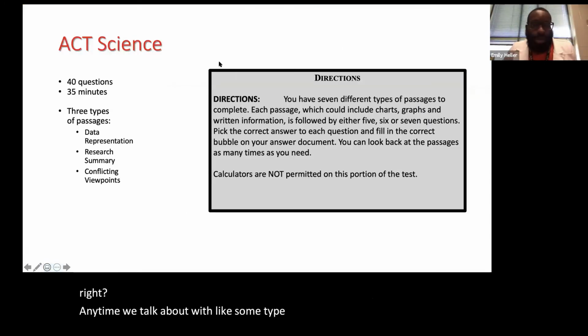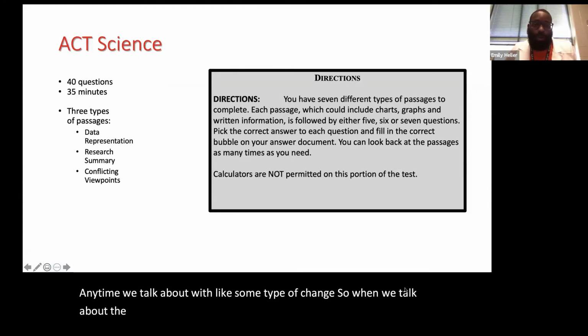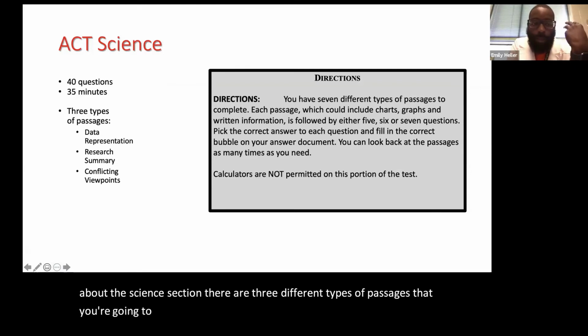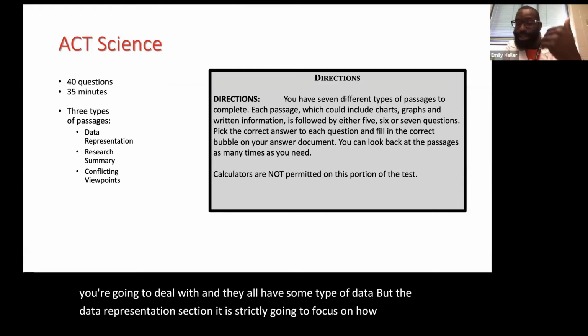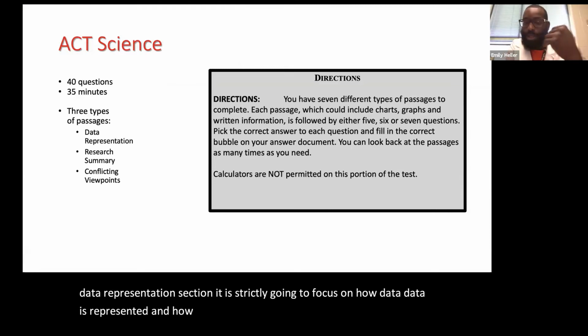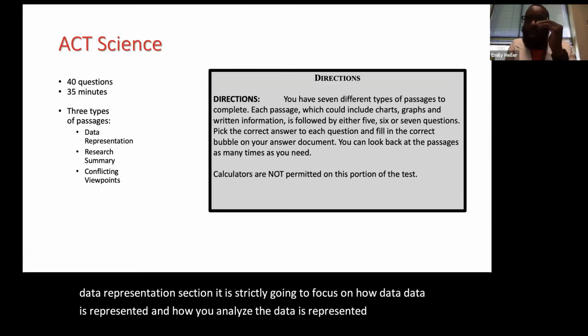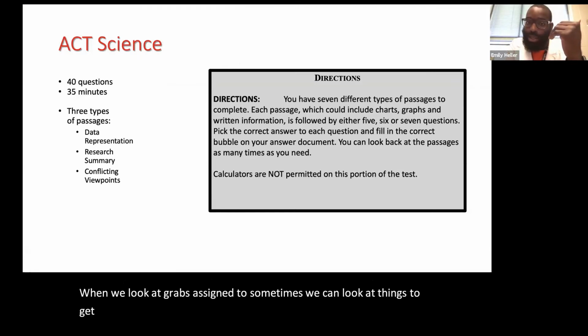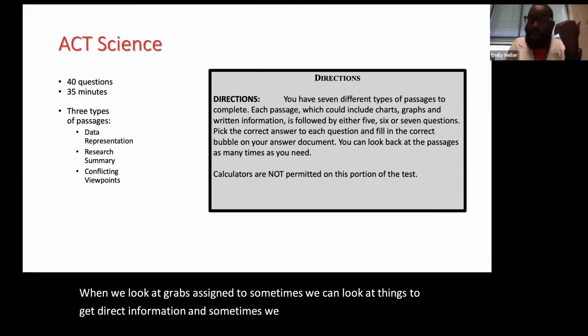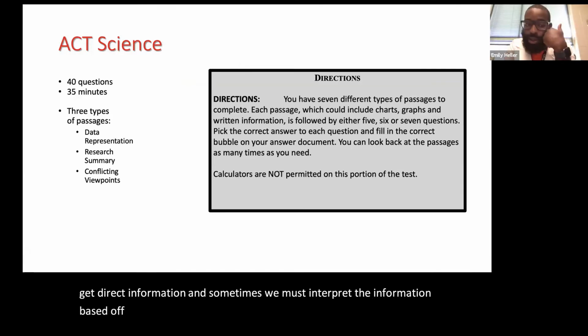So when we talk about the science section, there are 3 different types of passages that you're going to deal with, and they all have some type of data. But the data representation section is strictly going to focus on how data is represented and how you analyze the data that's represented. When we look at graphs as scientists, sometimes we can look at things to get direct information, and sometimes we must interpret the information based off of trends. So you must be able to look at the trends that are exhibited by a certain graph.